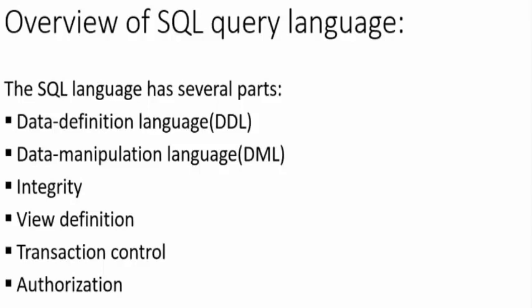And view definition is another part which is again given by SQL. View definition includes commands for defining views. Transaction control: SQL includes commands for manipulating transactions, creating and defining the beginning and end of transactions. We can perform operations within a transaction using the transaction control statements. Then we have authorization. There are commands for imposing access rights on relations and views that are given by SQL, and thus SQL also provides authorization.